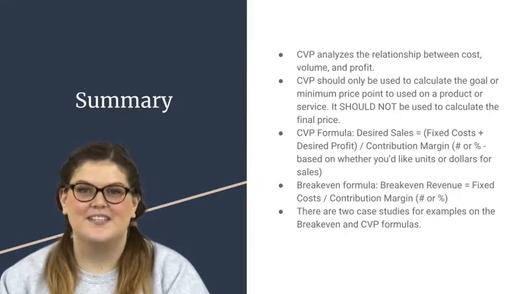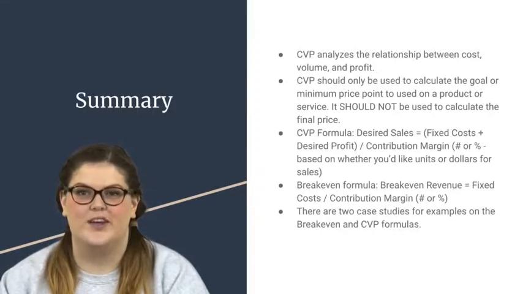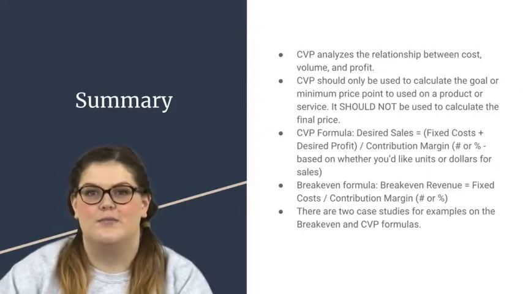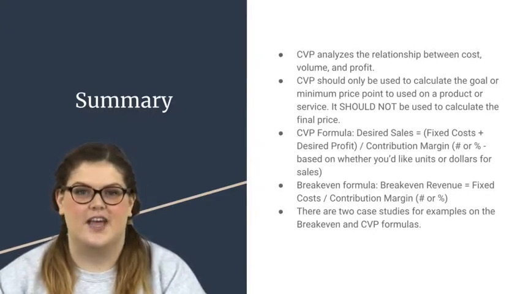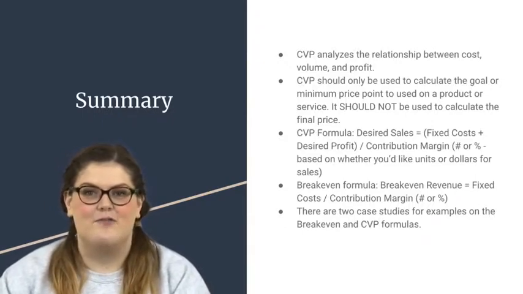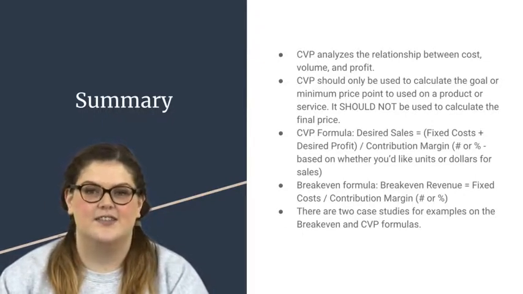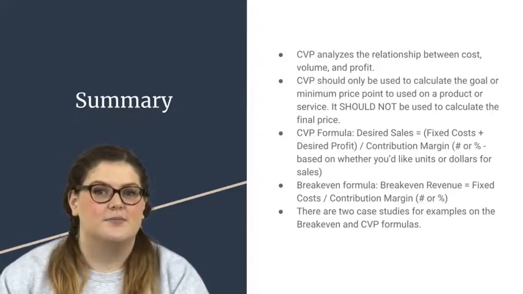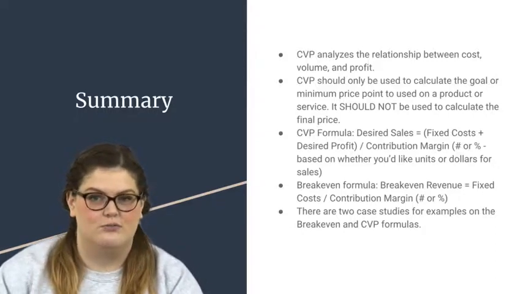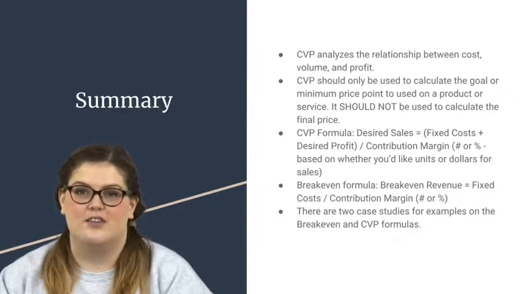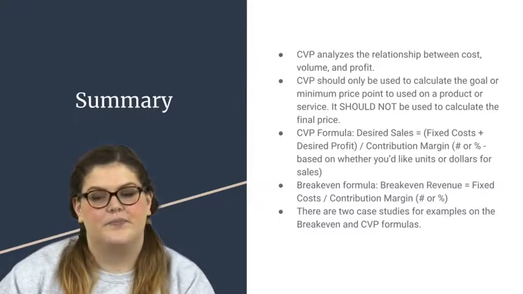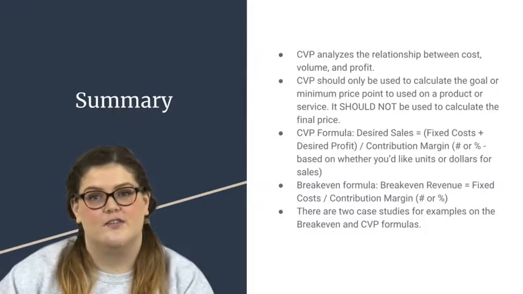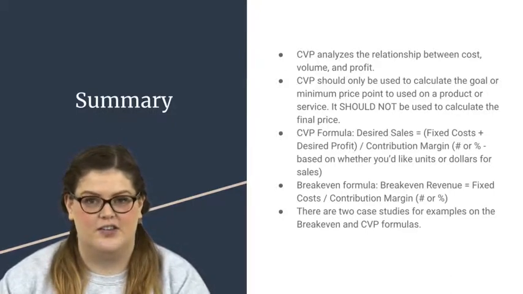To summarize, CVP analyzes the relationship between cost, volume, and profit. CVP should only be used to calculate the goal or the minimum price point to be used on a product or service. It should not be used to calculate your final price. The CVP formula is the desired sales equal to fixed cost plus the desired profit over the contribution margin. Now the contribution margin will be either a number or percentage. For a number, you would want it to be for your units, but for the percentage of the contribution margin you want to use to calculate dollars.